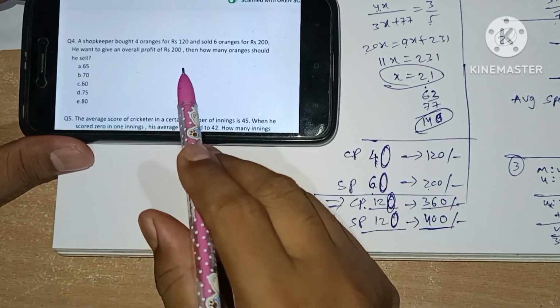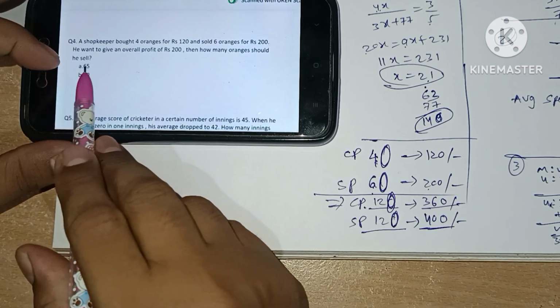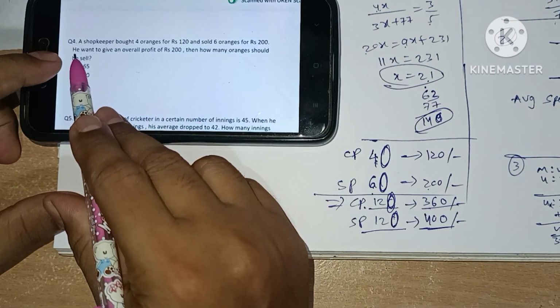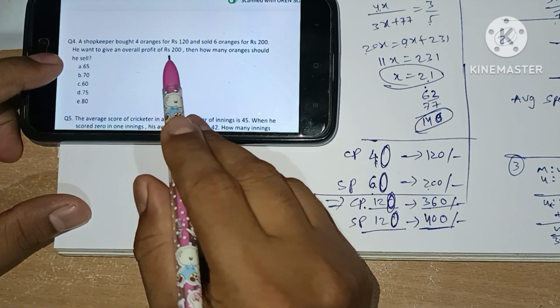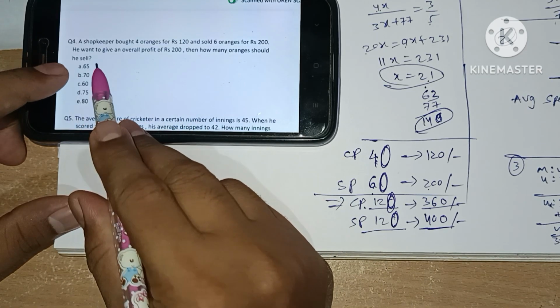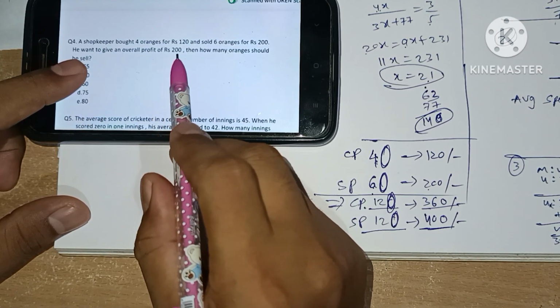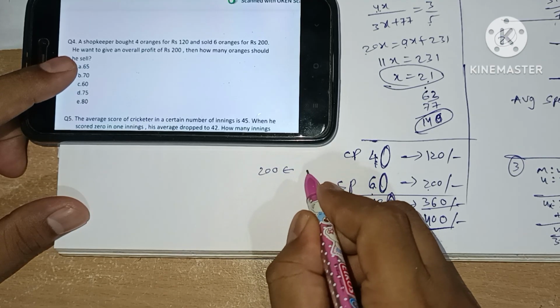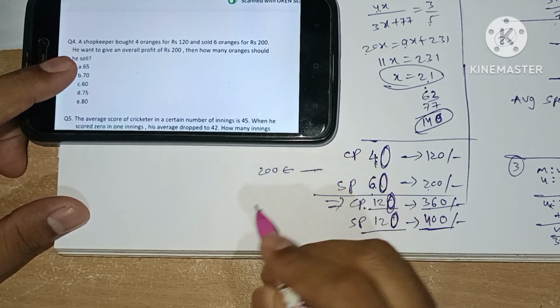Now the question asked is, how many oranges should he sell? Wait a second. The question is from here. He wants an overall profit of 200 rupees. Then how many oranges should he sell? He wants a profit of 200. So 200 he wants to make. How many oranges does he need to sell?